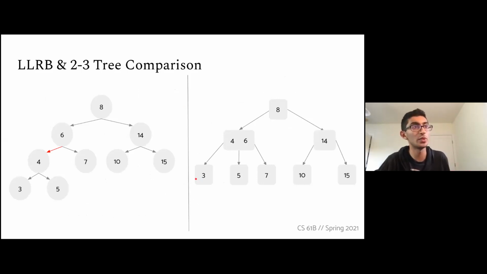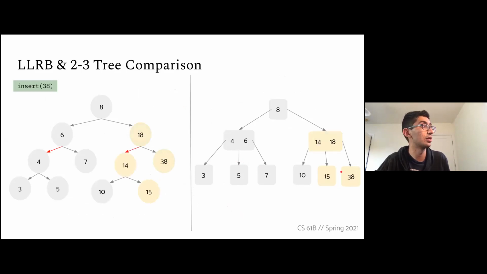LLRBs and 2-3 trees have a 1-to-1 correspondence. If you want to insert 18, let's say, so just comparing, in the left-leaning red-black tree, 18 shows up right here, and in the 2-3 tree, it's in that 2-3 node. If you want to insert 38, it kind of follows from there.